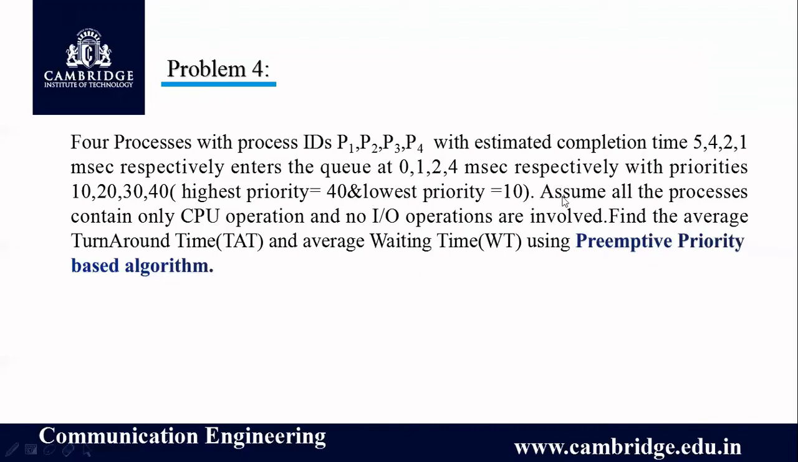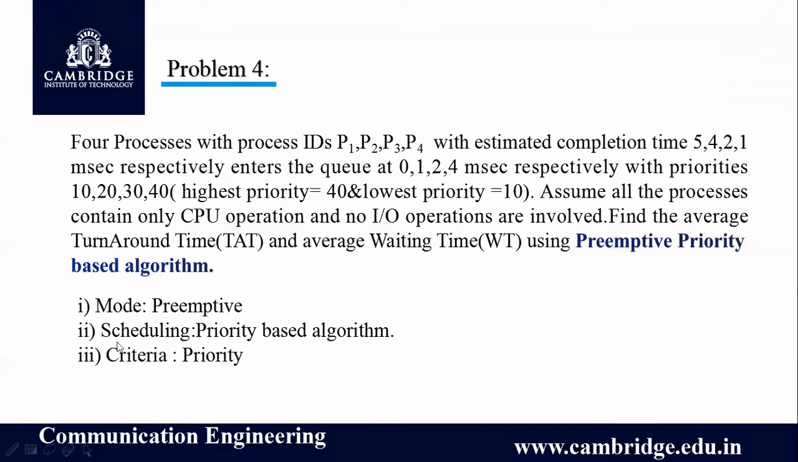Here again, we assume that it is a uniprocessor system, and also there is no IO operation involved, and you need to compute the same two values, that is the turnaround time and the average waiting time, using this preemptive priority based algorithm. So the mode is preemptive, scheduling is priority based, and the criteria is you need to look into the priority and decide their sequence for giving it to the CPU for execution.